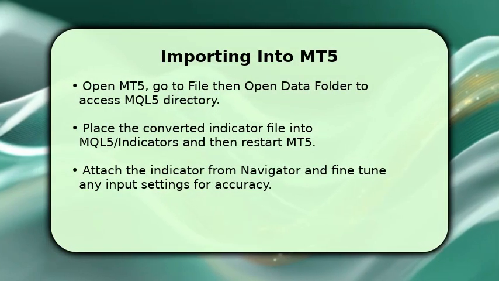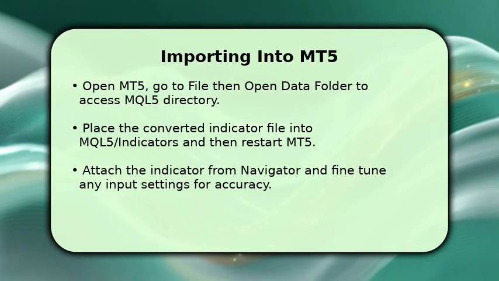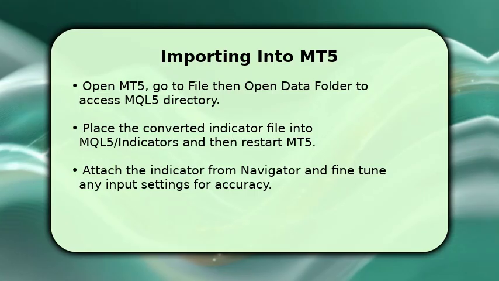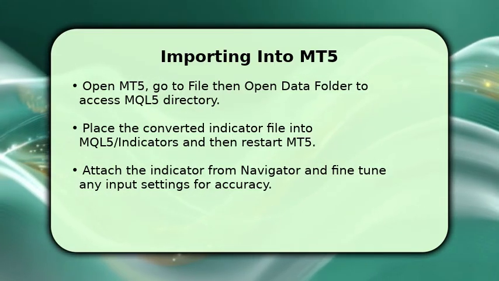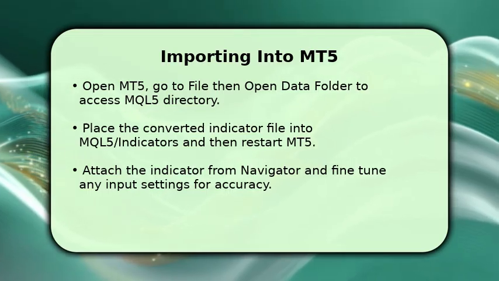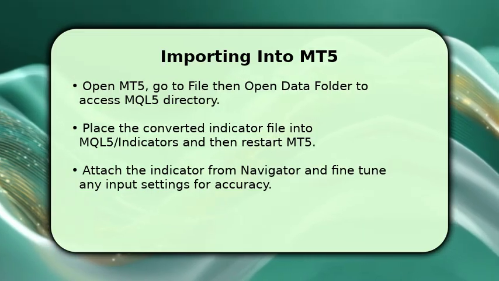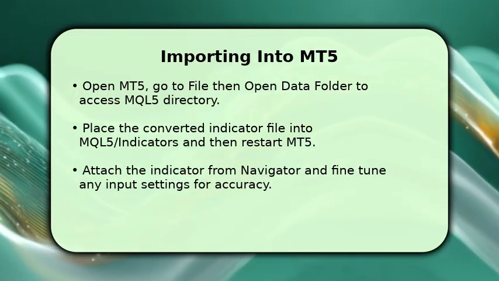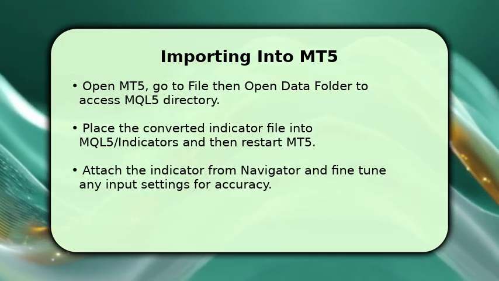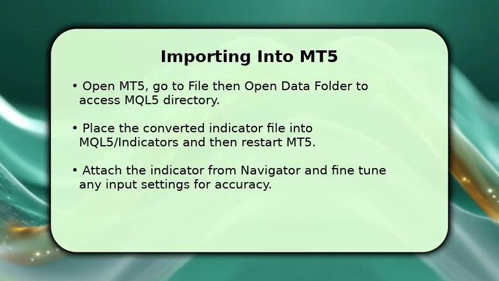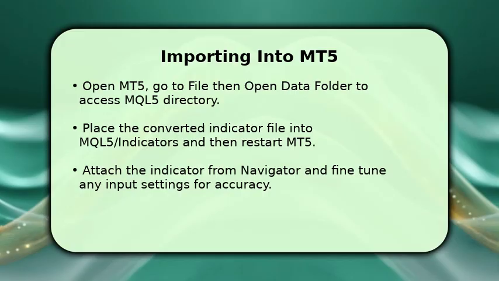Once you have a converted MQL5 indicator file, open MT5 and select File, then open Data folder to reveal the MQL5 directory. Drop the new indicator into MQL5/indicators. Then close and restart MT5 so it compiles and registers. After restart, open the Navigator panel, find your indicator under Indicators, and drag it to the chart. Adjust inputs, colors, and time frame until the signals match your expectations and TradingView chart.